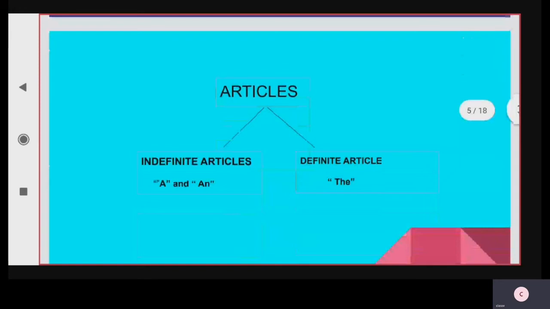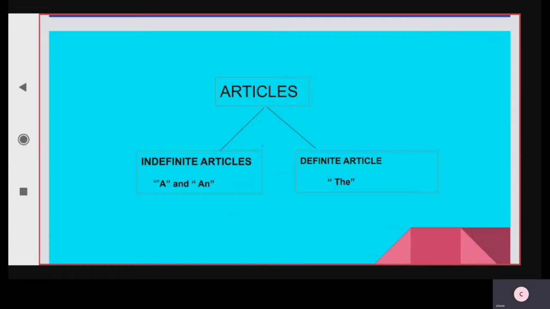Articles. Children, if I ask, what are articles in English grammar? What do you say? You say a and the are articles, right? Then tell me, what is an article? An article is a word that comes before a noun and describes it. These articles are further divided into two: indefinite articles and definite articles.